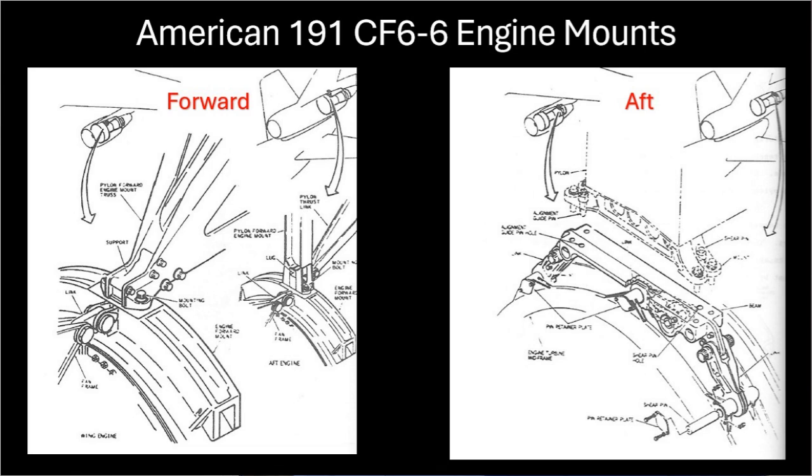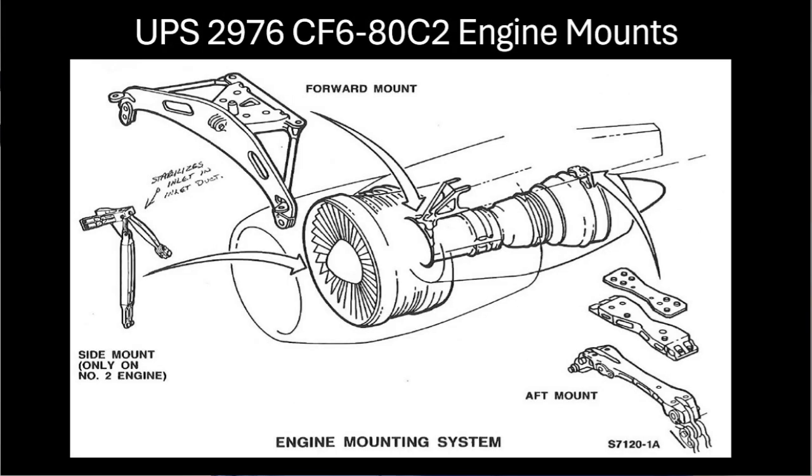The DC-10 engine mounts and pylon from the American Airlines Flight 191 accident were designed to carry the weight, withstand the thrust rating, and account for the length and diameter of the CF6-6D engine. While the MD-11 engine mounts and pylon from the UPS Flight 2976 accident were designed to carry the weight, withstand the thrust rating, and account for the length and diameter of the CF6-80C2 engine.